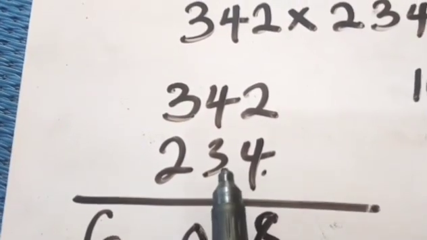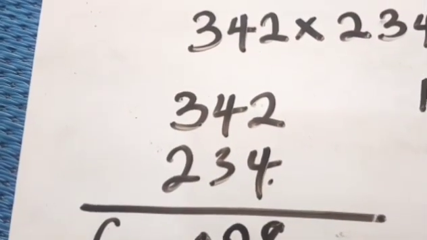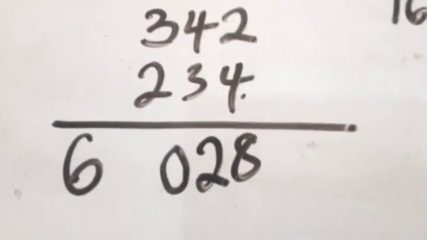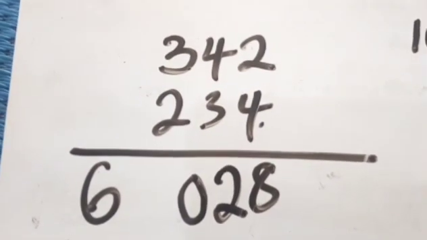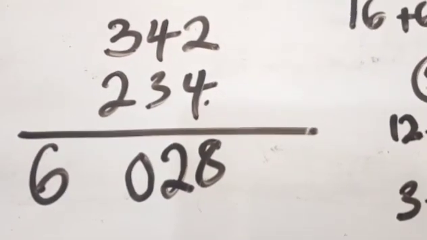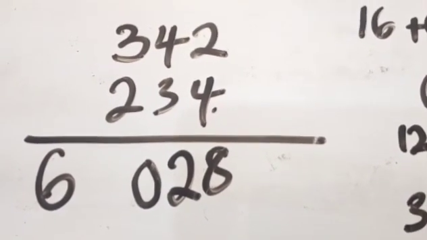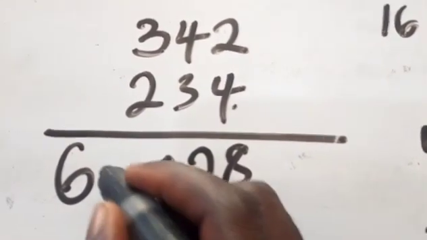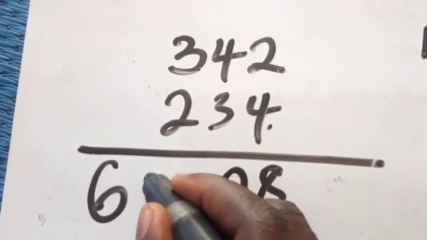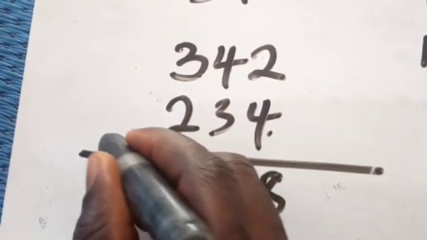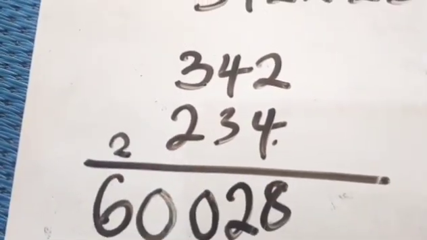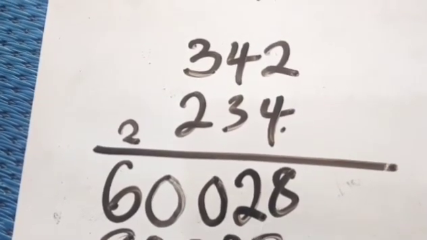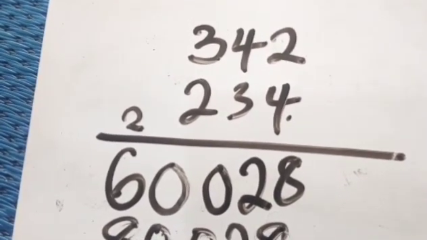So now 3 times 3 will give us 9. Then 2 times 4 will give us 8. So when you add this together, 3 plus 9 will give us 12. Then 12 plus 8 will give us 20. So you are going to write 0 and carry 2. So that will give you 80,028. So that is our final answer.